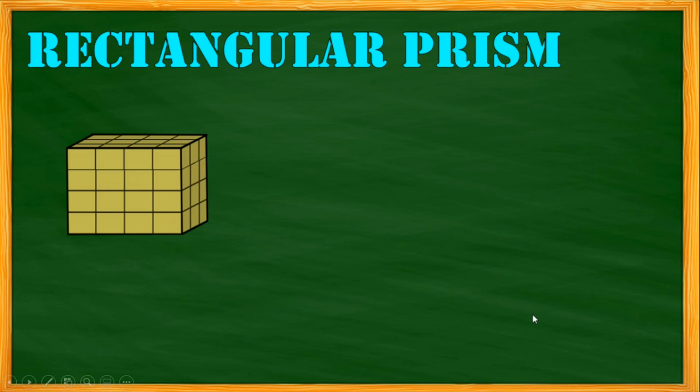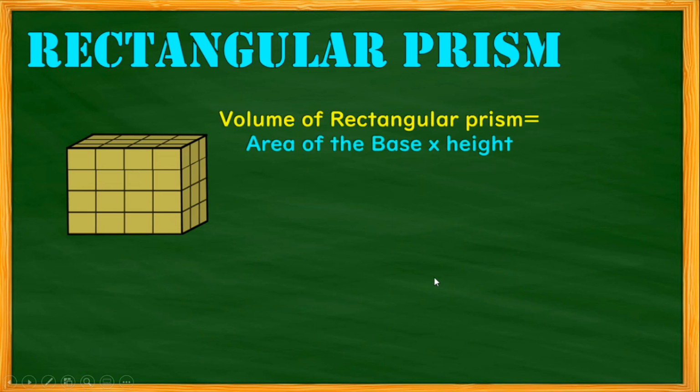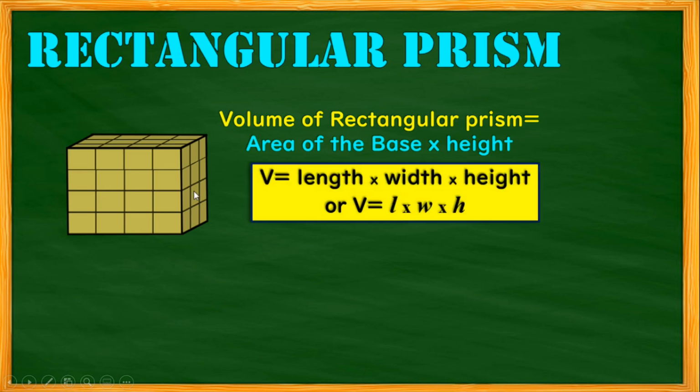The other way to solve this is by using the formula for the volume of the rectangular prism. First, you find the area of the base multiplied by the height. That would be the formula. The area of the base is length times width, multiplied by the height. Because the base is a rectangle, finding its area is length times width, and then multiplied by the height. So therefore, the formula is volume equals length times width times height.